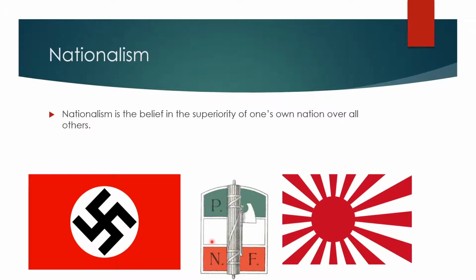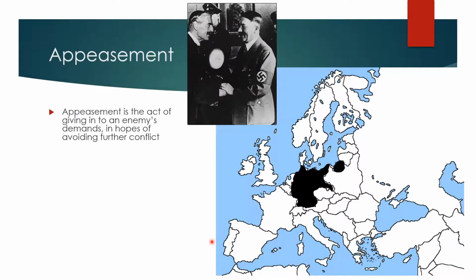Nationalism. So nationalism, the fourth cause, I believe we're on four, is the belief that your nation is superior to every other nation, and this can lead to major conflicts between nations because you believe your nation is better, so you believe that your nation should get everything that the other nations have. So, appeasement.